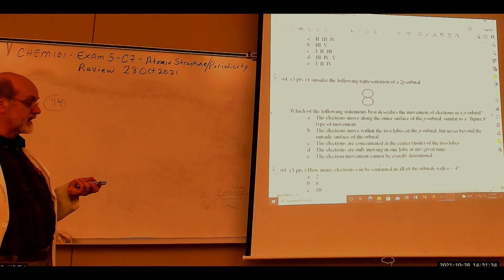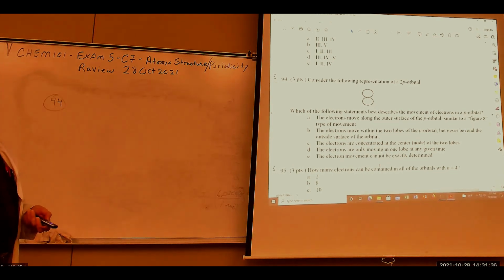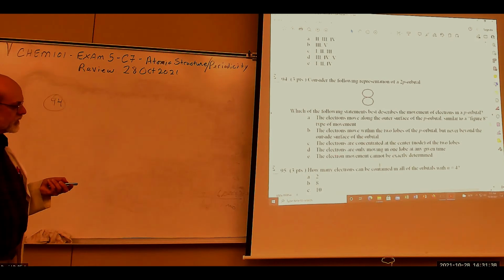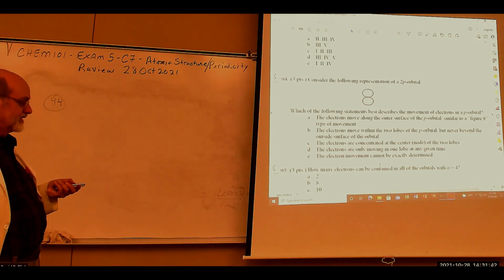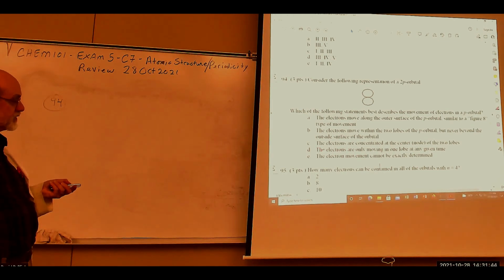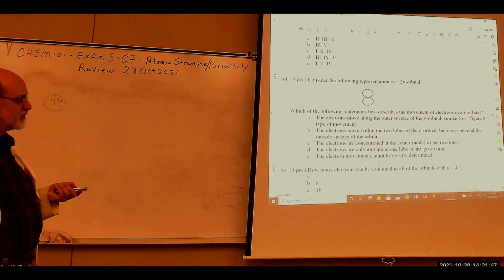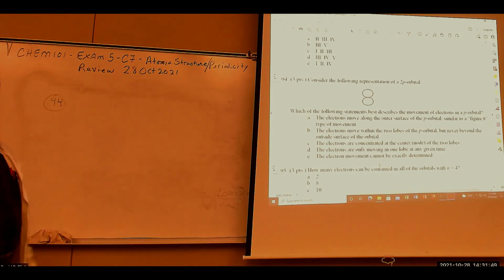Well, that is a dead giveaway there. You don't find any electrons at a node. The electrons are only moving in one lobe at any given time. Oh, well, I'm reaching for fillers here. The electron movement cannot be exactly determined. That's true. That's it.